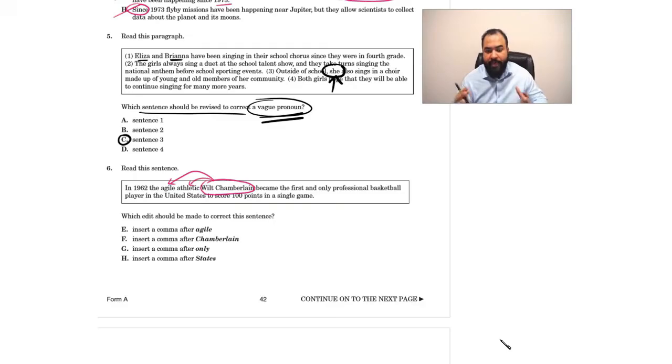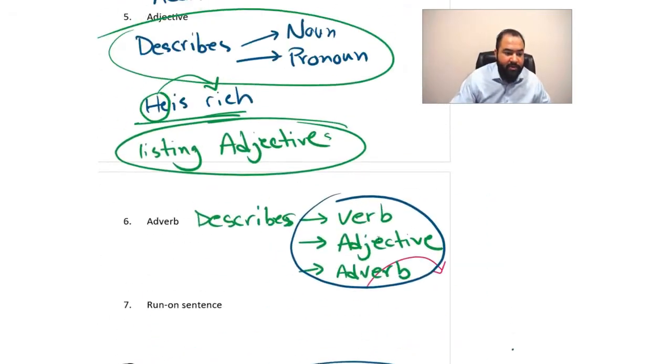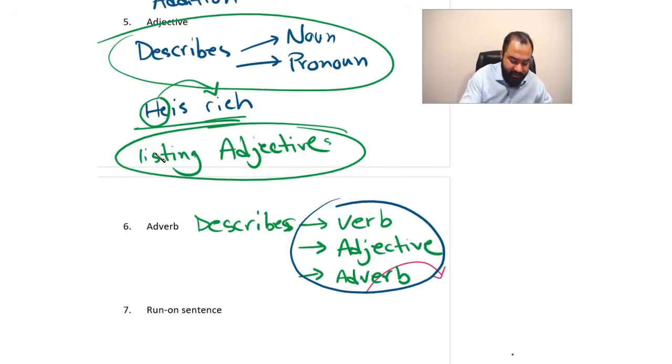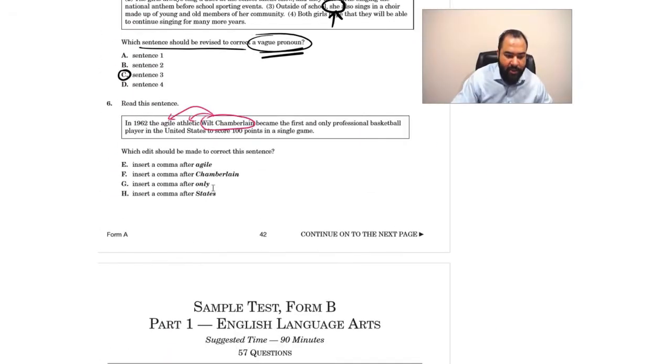So 2 adjectives. Remember I talked about it before when you are listing adjectives. Listing adjectives, you have to use what? Commas, because you're listing adjectives to explain that noun. So you have to put a comma in between agile and athletic. So we need a comma after agile.